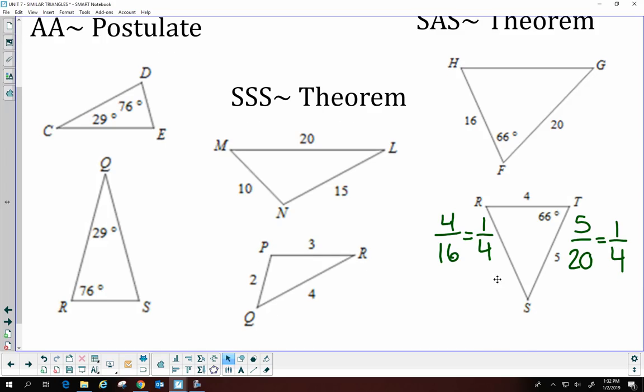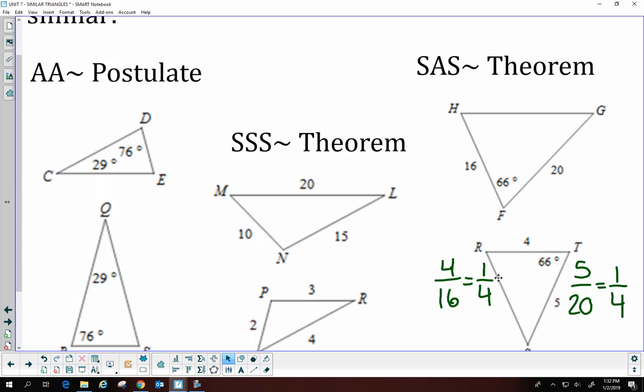And last, we have the side angle side. So we have two pairs of sides that we know create the same fraction. So I match 4 with 16, because those are the two smaller numbers in each of the triangles. 5 over 20. Those both simplify to be 1/4. So we have two pairs of sides that create equal ratios, equal fractions. And then in between those sides, we have an angle that is congruent that gives us side angle side.